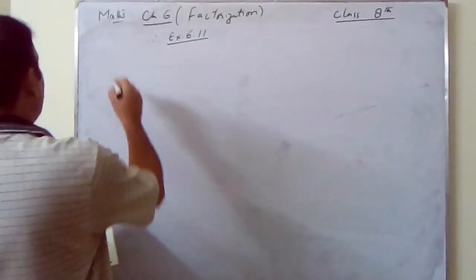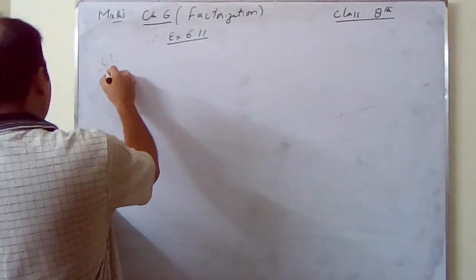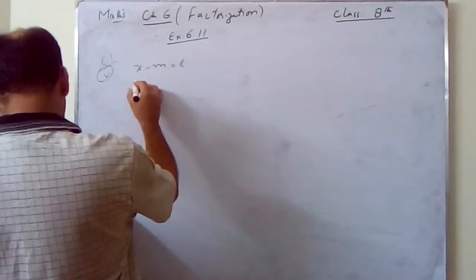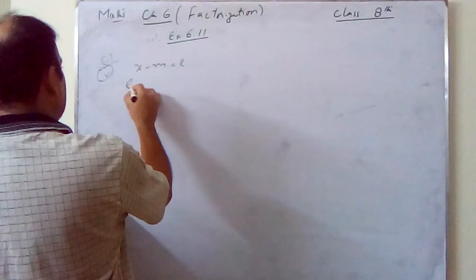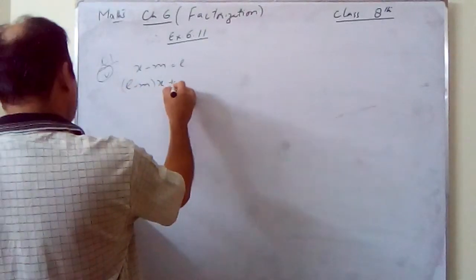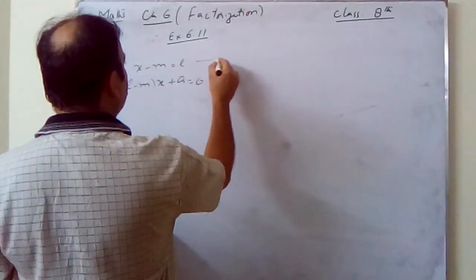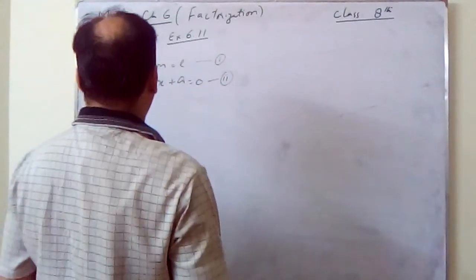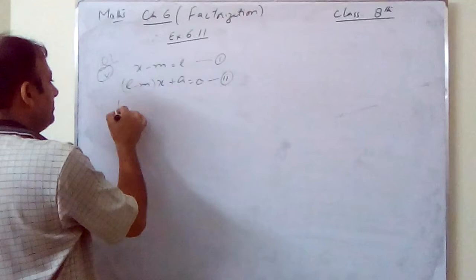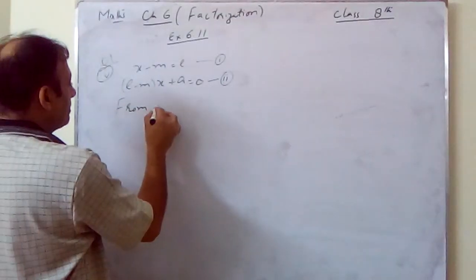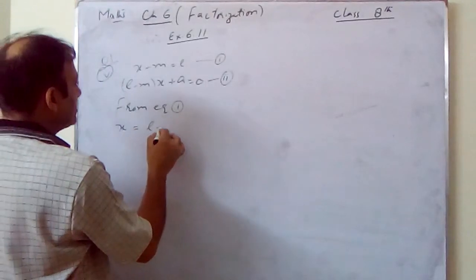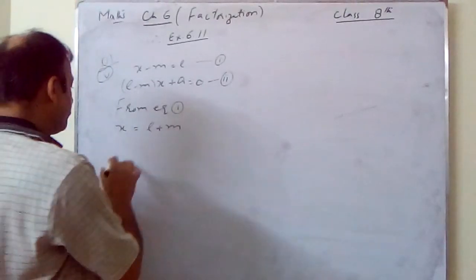Last part I solved from this question number 1. Fifth part: x minus m is equal to L, and L minus m into x plus a is equal to 0. So again we take the value from 1. x is equal to L plus m.